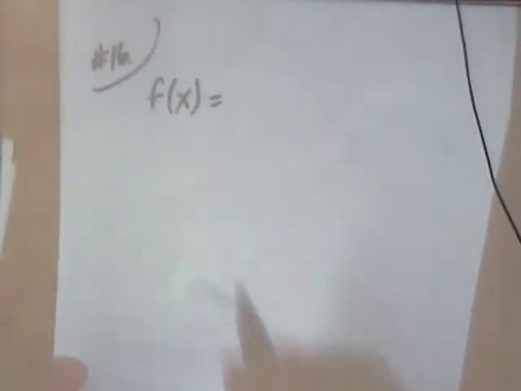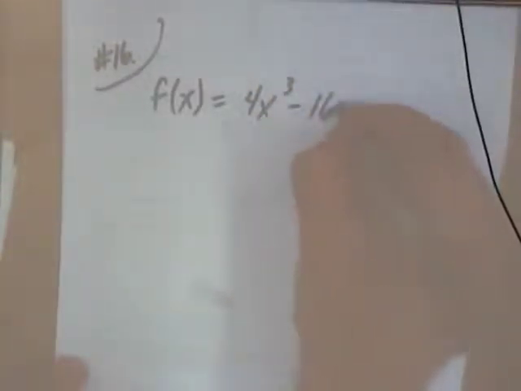Okay, number 16, right where we left off. Find the real zeros of the function, rounding to 2 decimal places. They give us f of x is equal to 4x cubed minus 16x squared plus 2.5x.